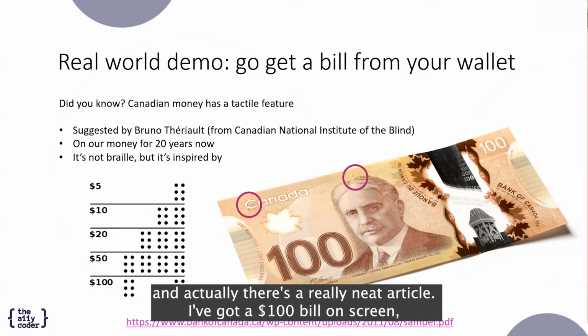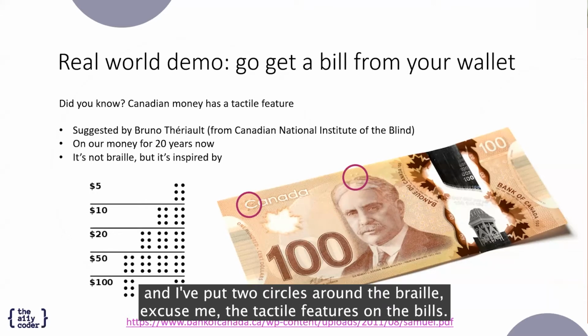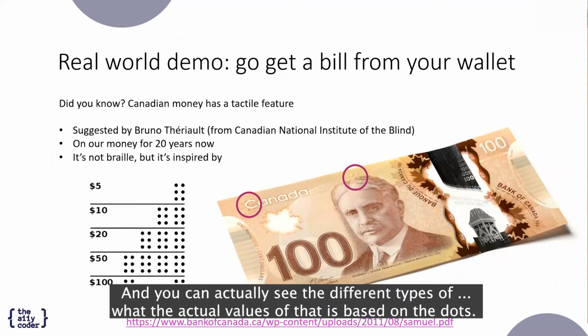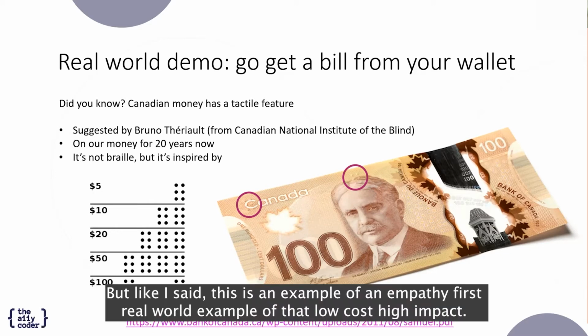You can have a look here. And actually, there's a really neat article. I've got a $100 bill on screen, and I've put 2 circles around the braille, the tactile features on the bills. And you can actually see what the actual values are based on the dots. But like I said, this is an example of an empathy first, real world example of that, low cost, high impact.